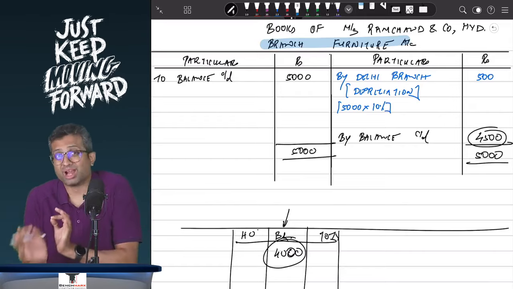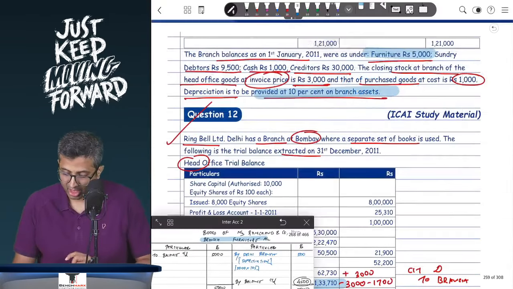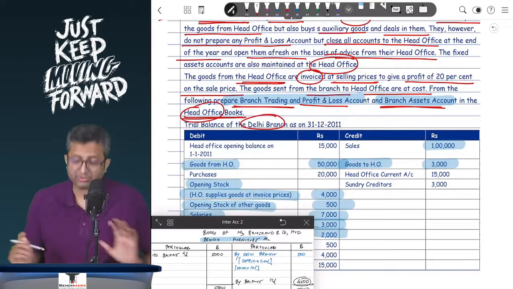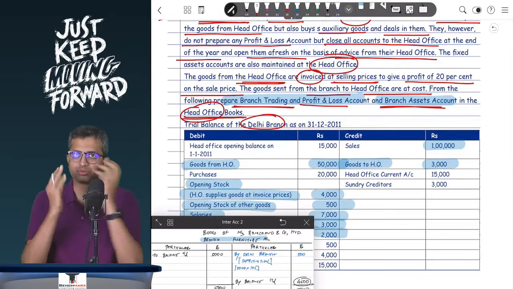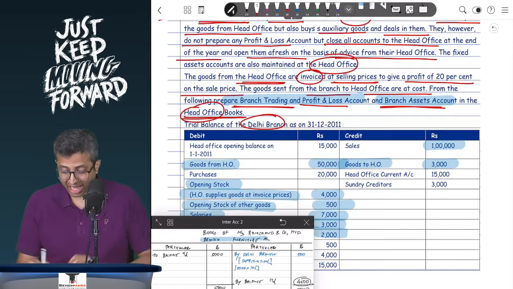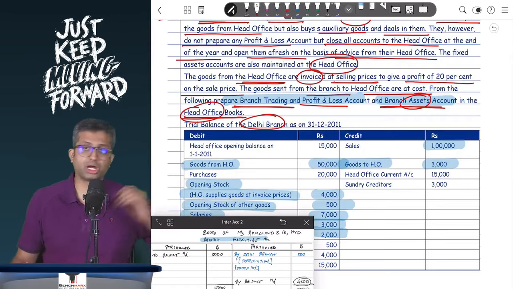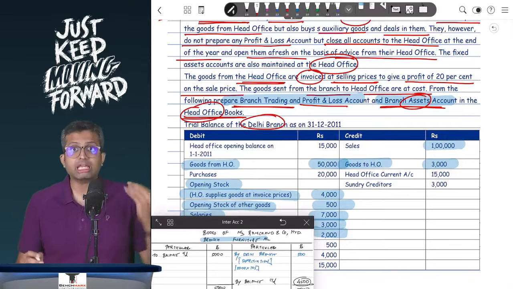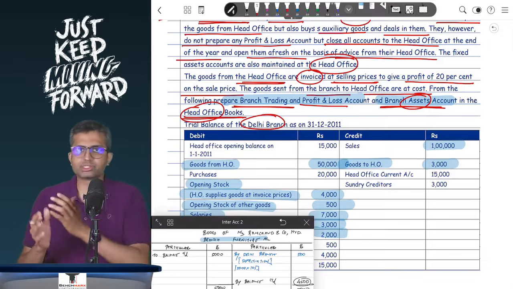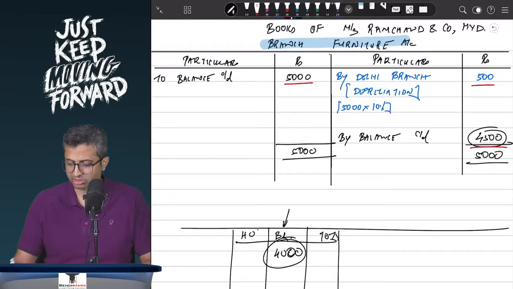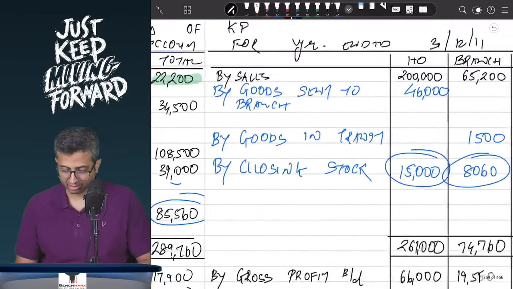So branch, you have to prepare. See what is asked. You have to prepare branch trading and P&L account and branch assets in the books of HO. So you are doing everything from HO's perspective. From HO's perspective, you have recorded everything at cost for the HO, found the profit, and branch assets. Remember, other assets of the branch like cash, bank are kept in the branch only. It is furniture which is recorded in the HO's books, and hence furniture 5,500 ka depreciation, and hence 4,500.